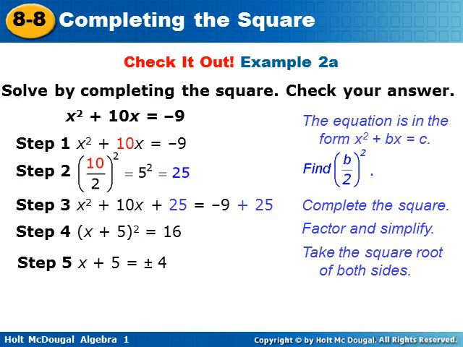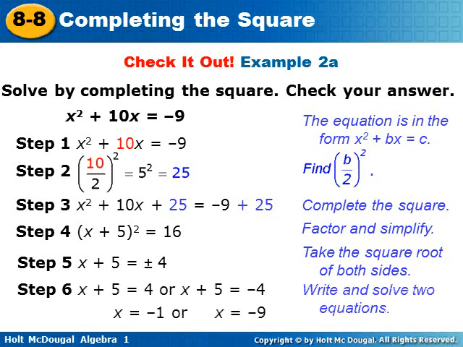And we have to solve for both. We're getting x plus 5 equals positive 4, x plus 5 equals negative 4. And then solve by subtracting 5 from both sides, and we get negative 1 or negative 9.